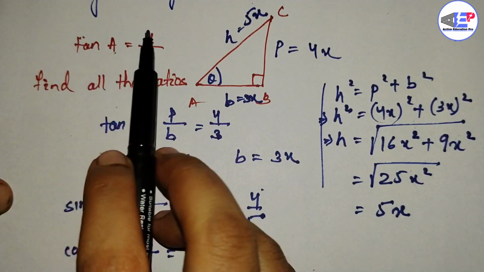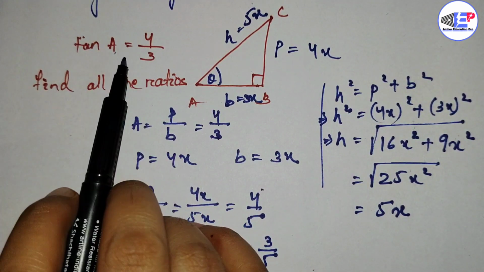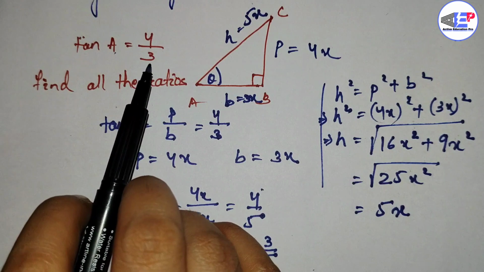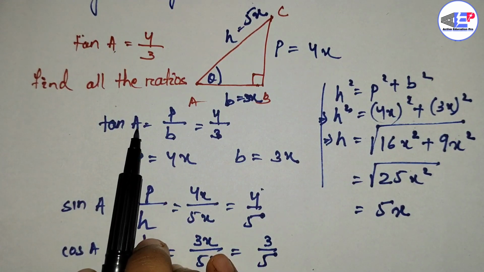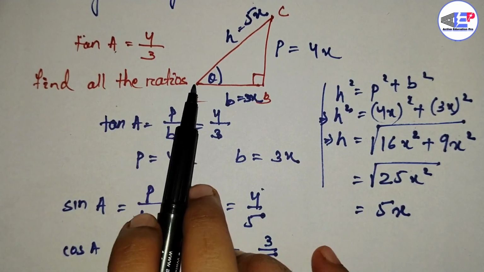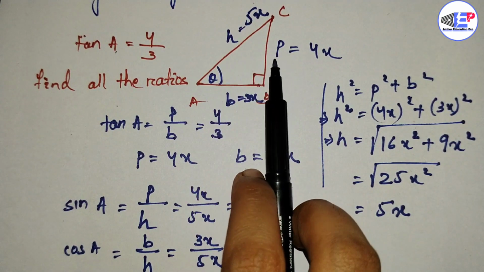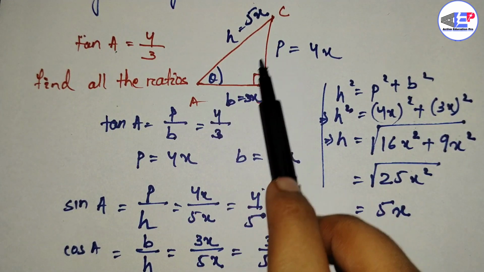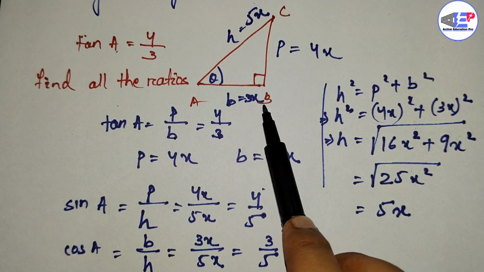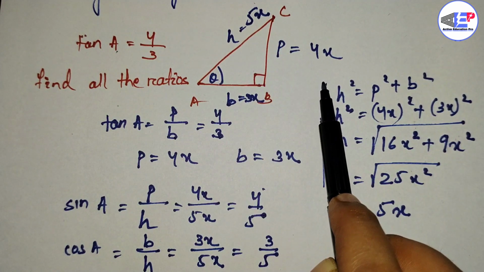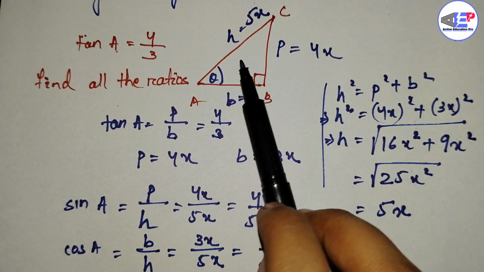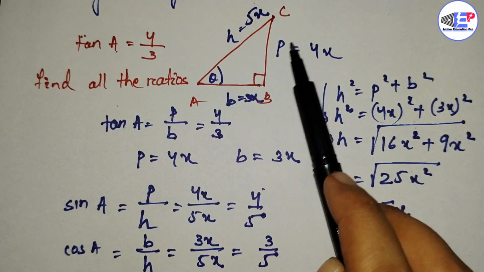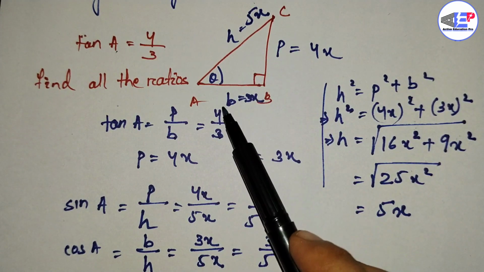One ratio is given to you, this is tan A. From this question we know tan A is equal to 4/3, and tan A is the ratio between perpendicular and base, and A is the angle. So the facing side BC is the perpendicular, and the adjacent side AB is the base. The perpendicular is 4x and the base is 3x, because it is given that the ratio of these two sides is 4/3.